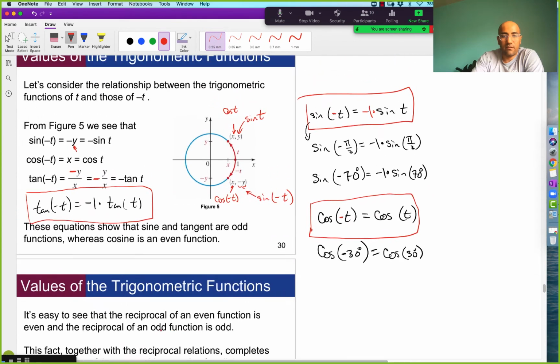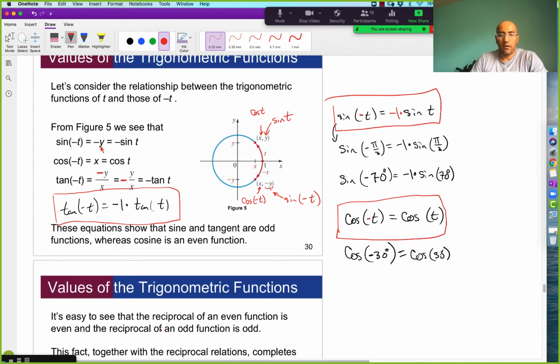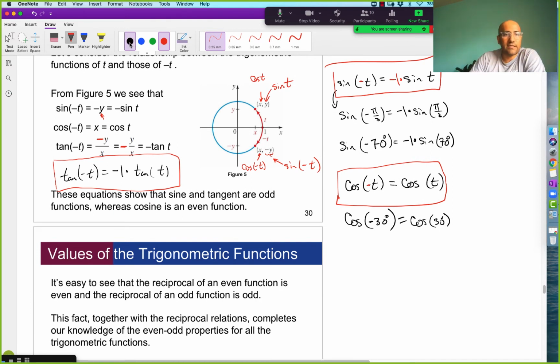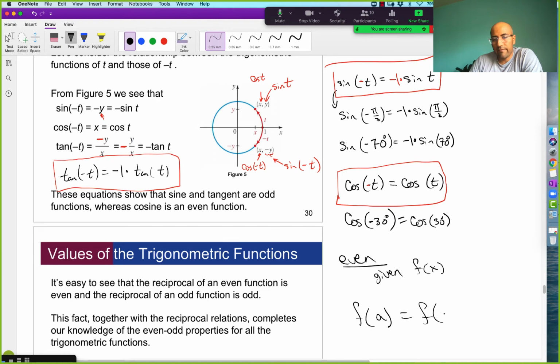So back from a previous chapter, we looked at even functions. Even functions are functions where, given f of x, if I replace the x with some value a, that's equal to f of negative a. Whether you plug in a positive or a negative, it gives you the same result, that's when we get an even function.